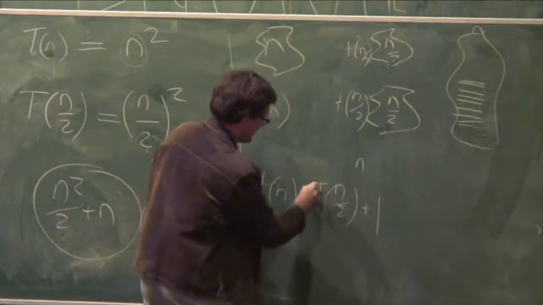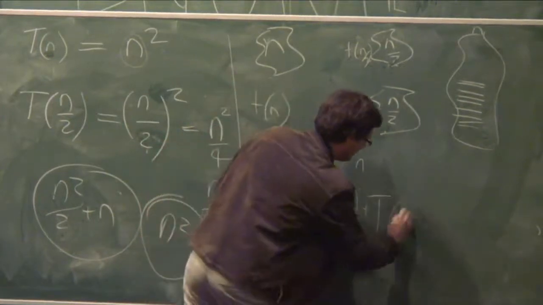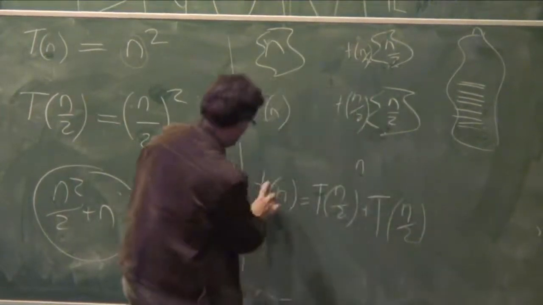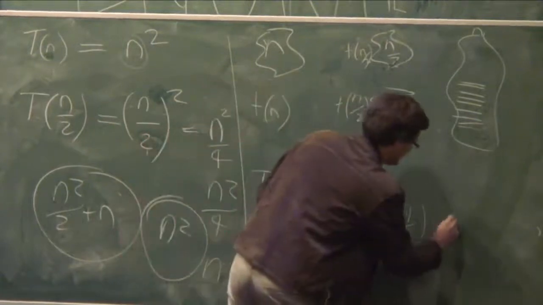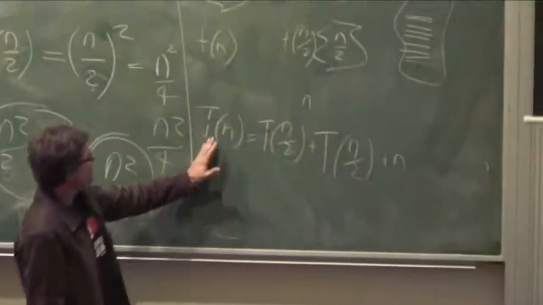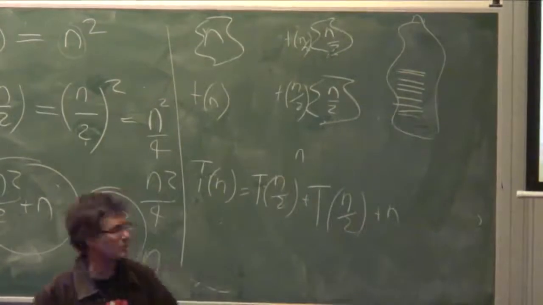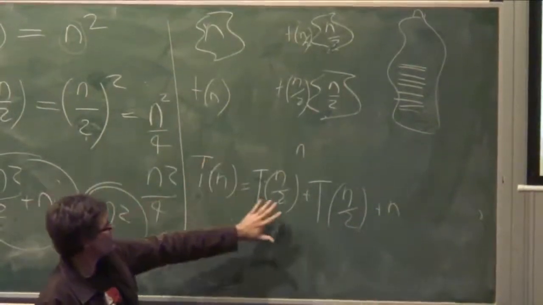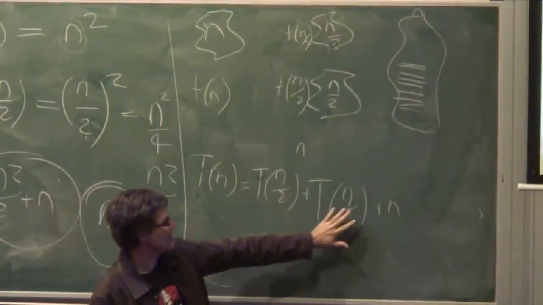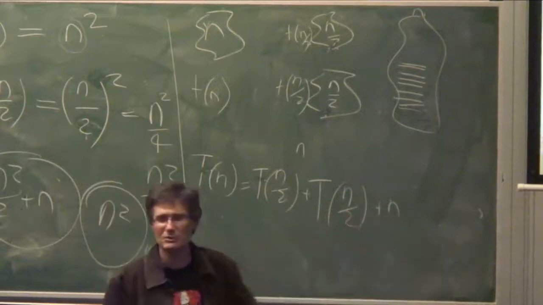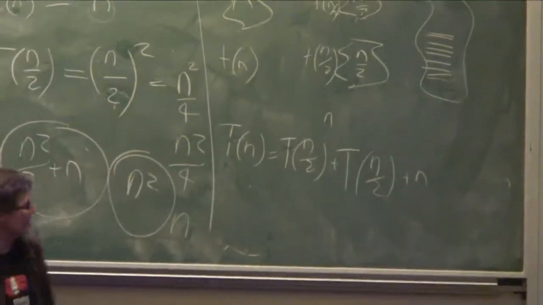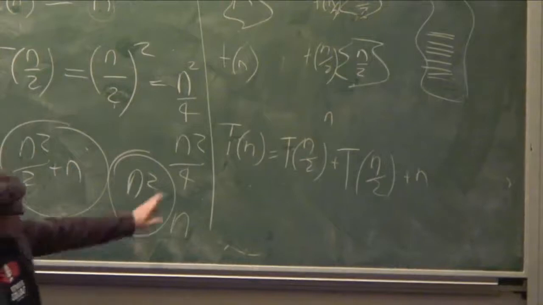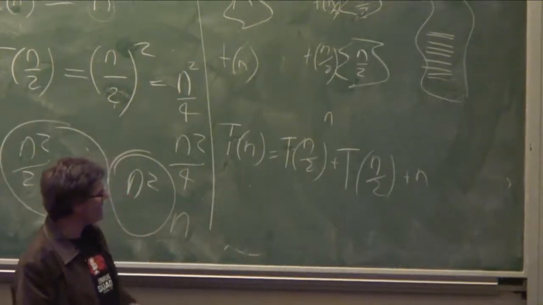I'm going to make capital T's. Plus T(n/2) plus n. So this is what we know, just by looking at what we do. The amount of time it takes to sort it is equal to the amount of time it takes to sort half, plus the amount of time it takes to sort the other half, plus the amount of time it takes to put together. We know that as sort of the definition. It's nothing interesting. From that equation, can we solve that and find out what T(n) is?